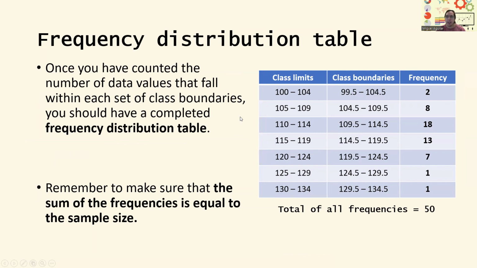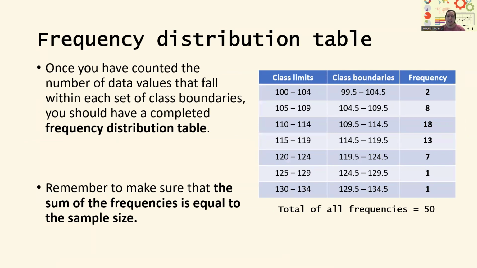But just like with our categorical data distribution tables, we wanted to remember to make sure that the sum of the frequencies is equal to the sample size. Again, if you add up the frequencies in this third column and it doesn't come out to the sample size, that means that you've either undercounted or overcounted some of the raw data.